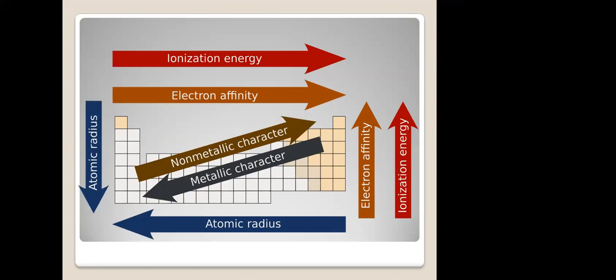Okay, so ionization energy is going to increase as we move along the period, from the lower end to the upper end. You have to remember this diagram. Electron affinity again is going to increase. What are these two arrows indicating?